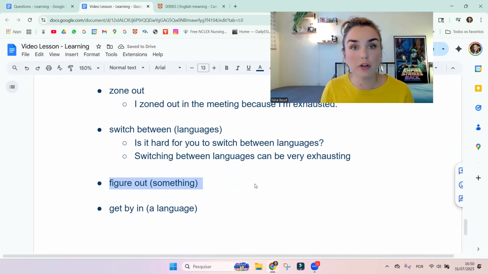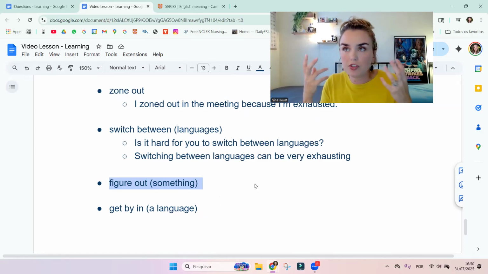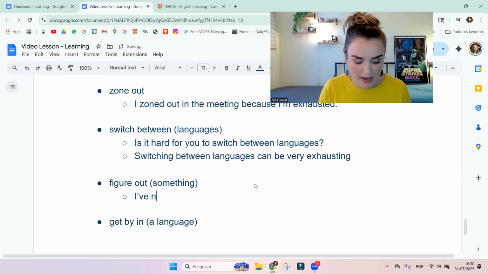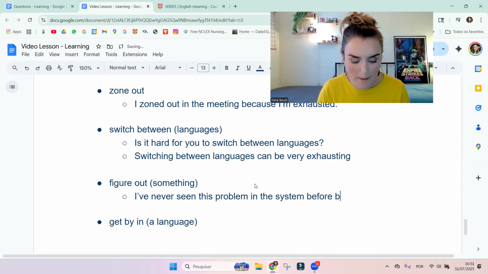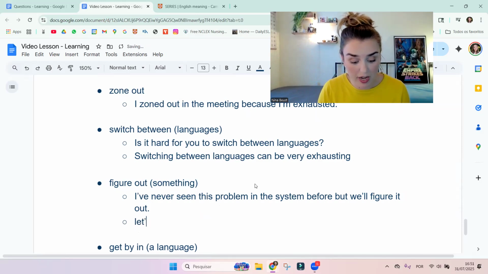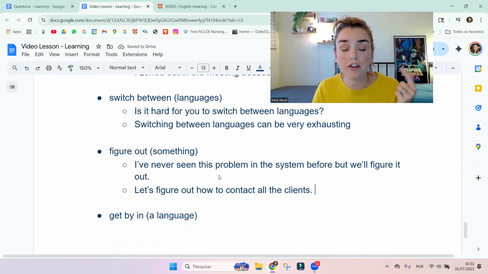And another phrasal verb connected to learning is to figure out, which is to finally understand how something works, okay? Or finally understand something, to figure out. So I've never seen this problem in the system before, but we'll figure it out. We'll solve it, okay? Let's figure out how to contact all the clients. Let's figure out how to do it, to figure out.